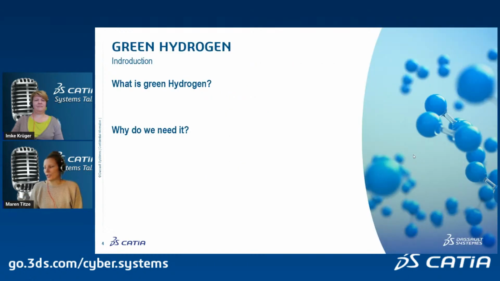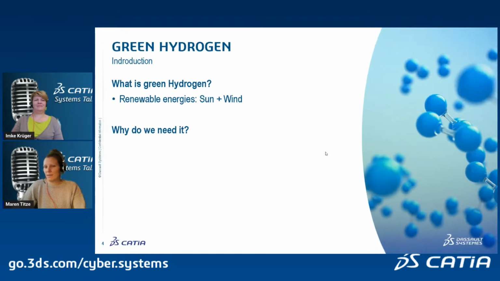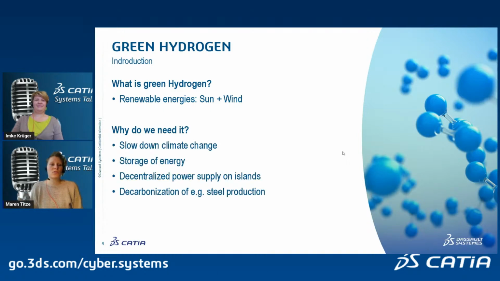What is green hydrogen? Green hydrogen is hydrogen that is produced by renewable energies. Why do we need it? We need it, of course, to slow down climate change. Then we can use it as a storage of energy. We can use it, for example, for decentralized power supply on islands, and, for example, for the decarbonization of steel production.